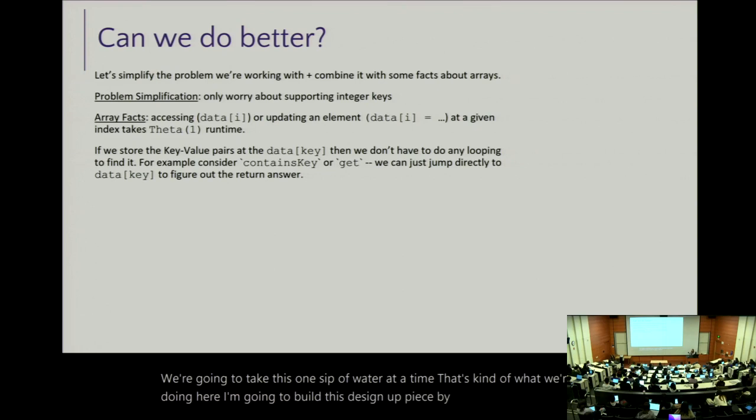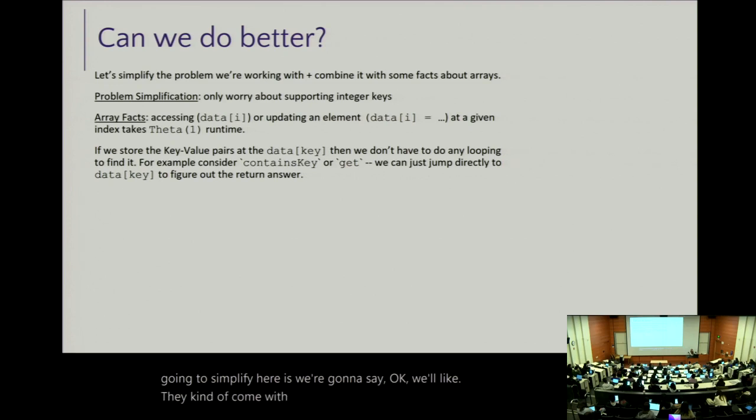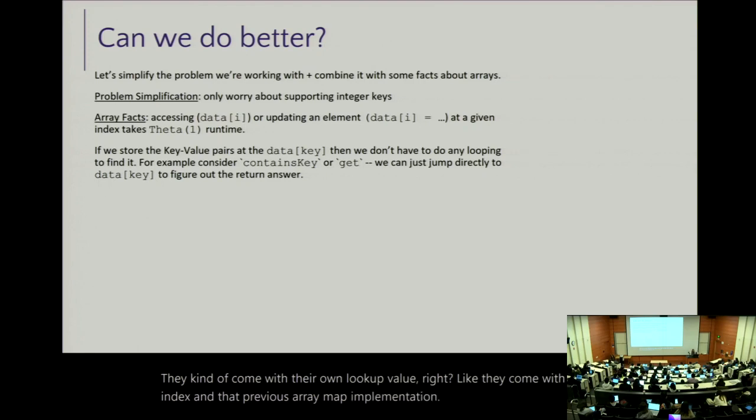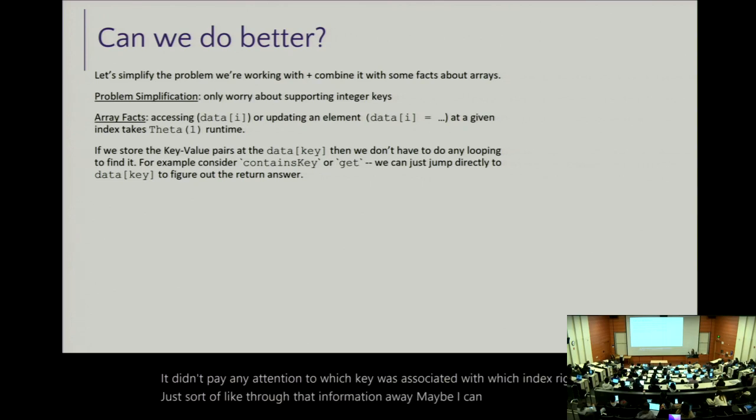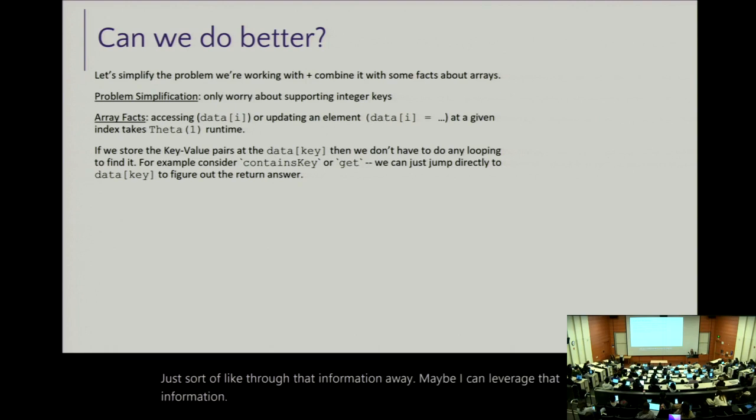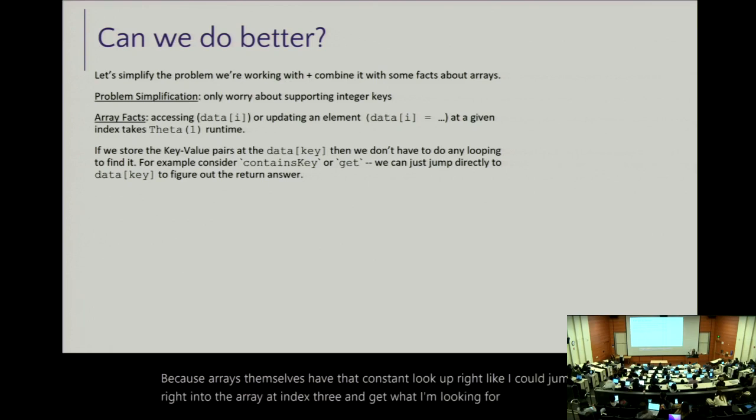So the thing we're going to simplify here is this: arrays come with their own lookup value, right? They come with the index. And that previous array map implementation didn't pay any attention to which key was associated with which index. It just threw that information away. Maybe I can leverage that information, because arrays themselves have constant lookup, right? I can jump right into the array at index 3 and get what I'm looking for. So what if we make this simplification where we say, okay, we're only supporting integer keys.